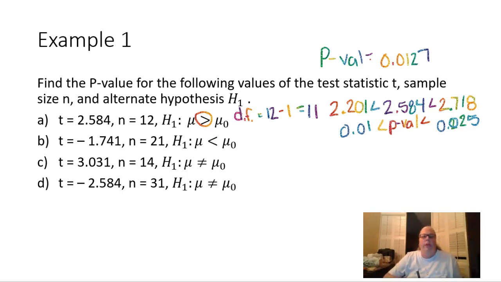Okay, so if your test statistic does not appear in table A3 and you're going to use table A3, you're going to have to do it with an interval. Or if your test statistic is not in table A3, then you can use the ALEKS calculator. Either one of those is going to work. All right, let's look at B.